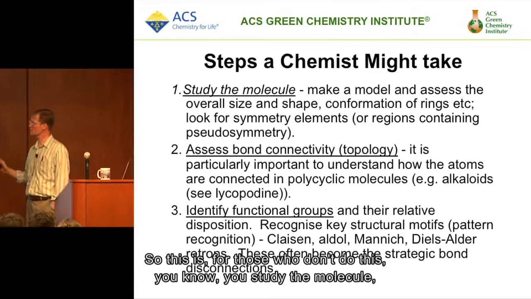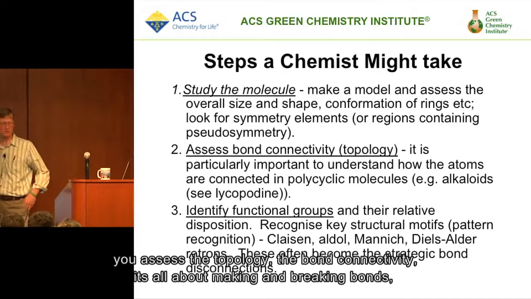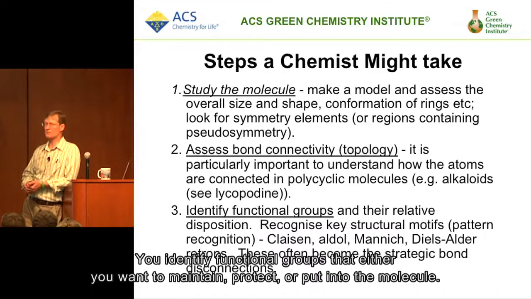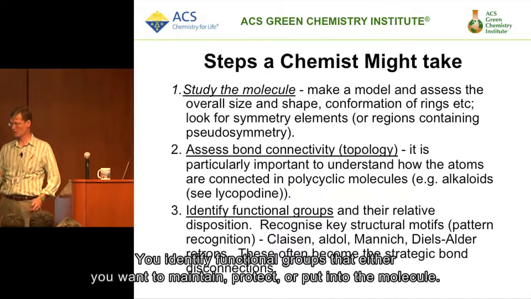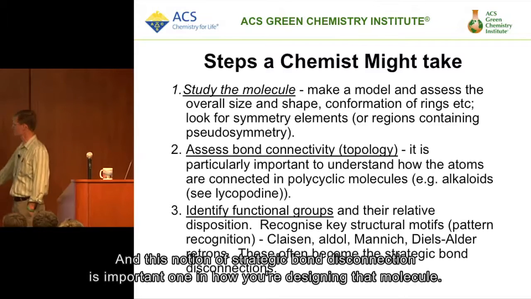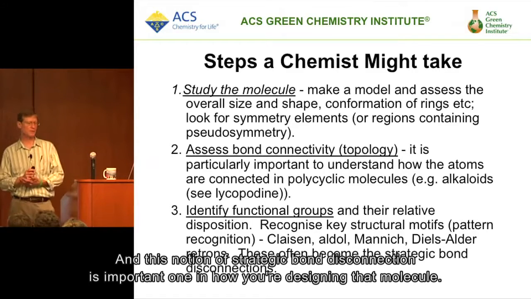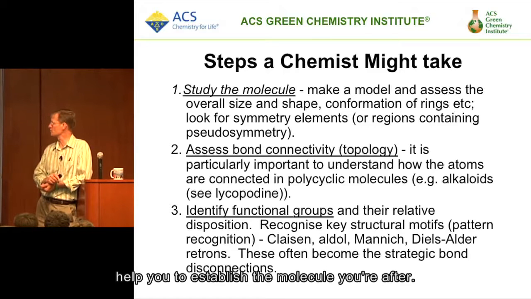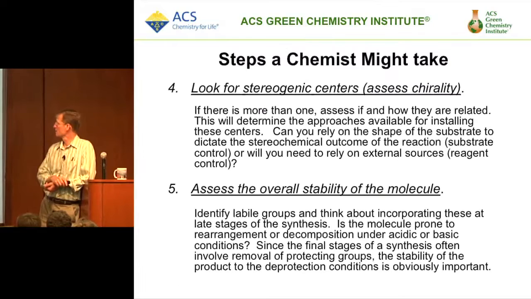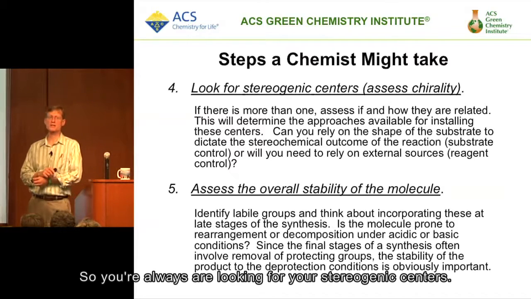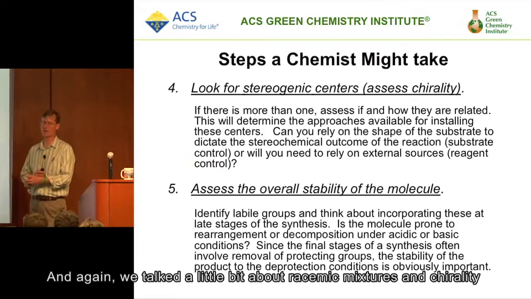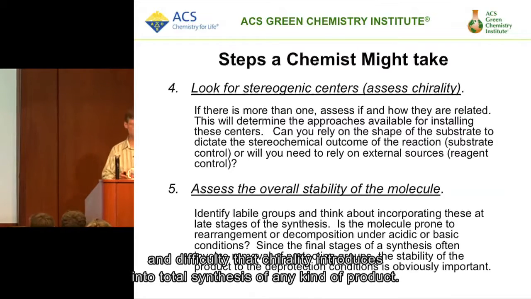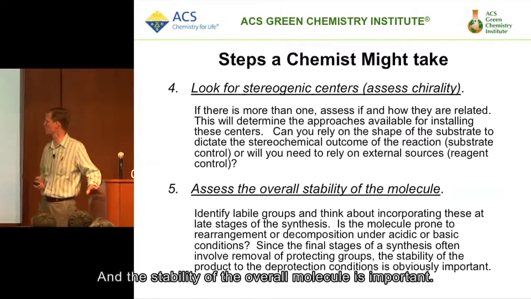So this is, for those who don't do this, you study the molecule, you assess the topology, the bond connectivity. It's all about making and breaking bonds in the order in which you're making and breaking those bonds. You identify functional groups that either you want to maintain, protect, or put into the molecule. And this notion of strategic bond disconnections is an important one in how you're designing that molecule. Just as you want to make strategic bond connections, you can do those disconnections in a way that will help you to establish the molecule you're after. So you always are looking for your stereogenic centers. And again, we've talked a little bit about racemic mixtures and chirality and the difficulty that chirality introduces into a total synthesis of any kind of product. And stability of the overall molecule is important.